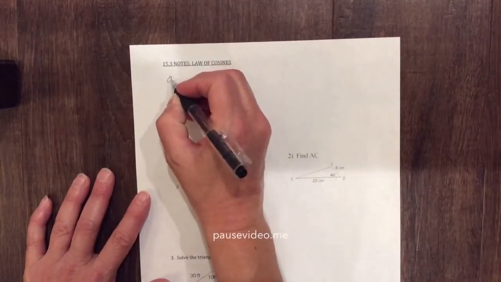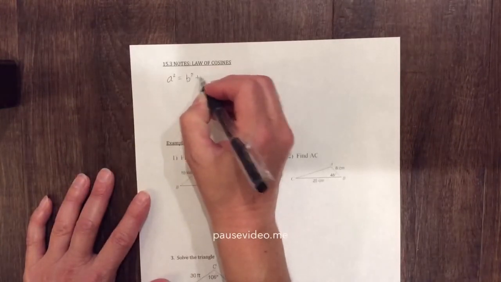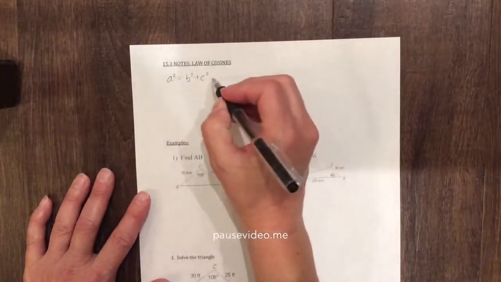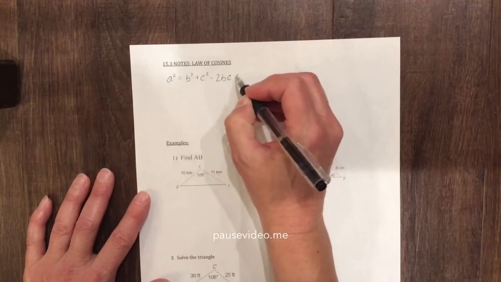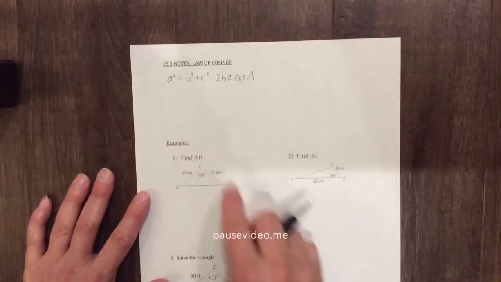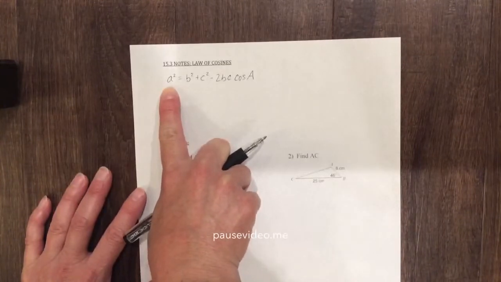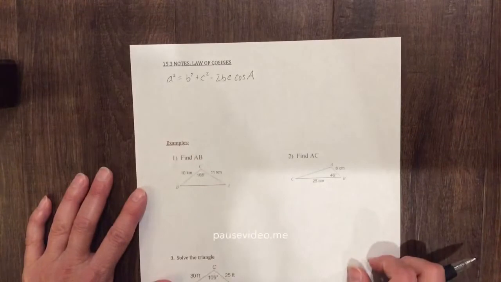Law of cosines says if you have a squared, it is equal to b squared plus c squared. That looks a lot like Pythagorean theorem, right? That's how it starts, and then it goes minus 2bc cosine of A. Now, this is how you would solve for side a. If you needed to find what little a was, what the side opposite angle A is, this is the formula you would use. Now, we can rearrange these letters as we want.